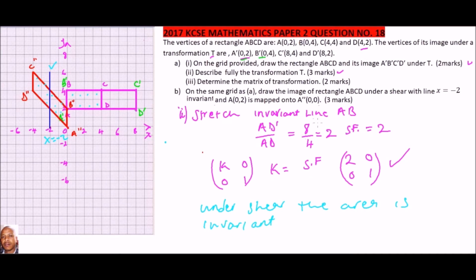I hope you have understood how I have done the question, and that is what you are supposed to do. And then you earn yourself 10 marks because this is a question in section B of paper 2.